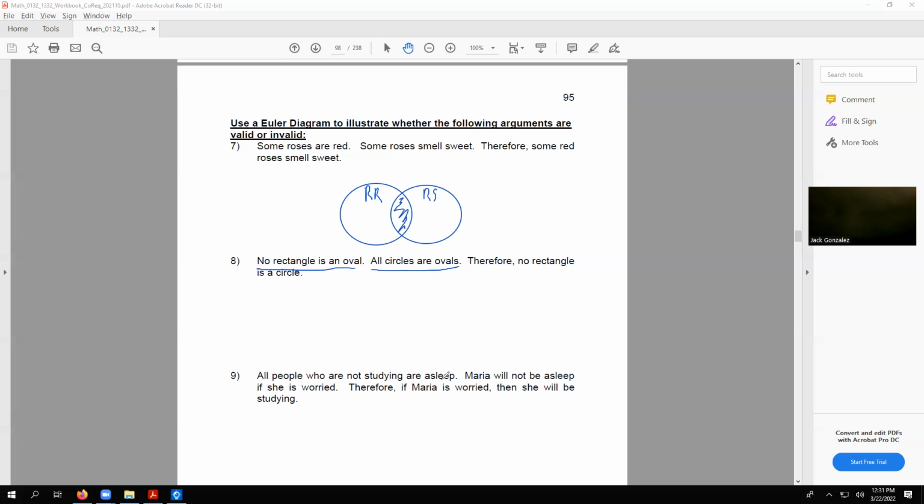Number 9, let's see. All people who are not studying are asleep. Maria will not be asleep if she is worried. Therefore, if Maria is worried, then she will be studying. All people who are not studying are asleep. Maria will not be asleep if she is worried. Do you guys think that's valid?